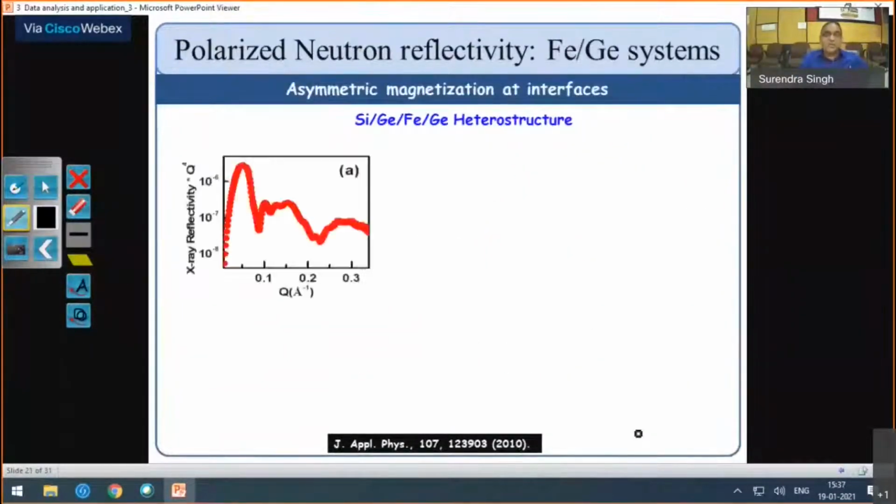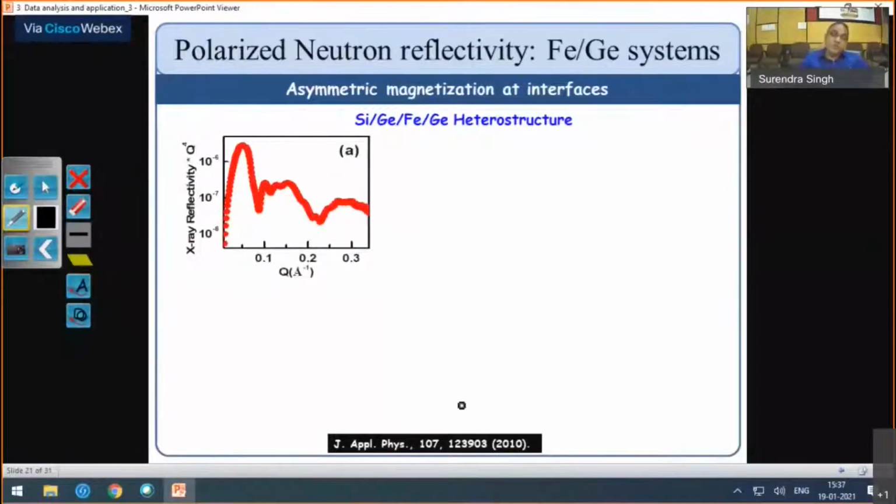Now I just want to say about reflectivity. You can plot simple reflectivity, like I said, reflected intensity divided by incident intensity. That starts at 1 and then falls off. But sometimes, to see the features at higher Q, we plot the X-ray reflectivity multiplied by Q raised to the power 4, just to give a weighting factor to see these kinds of features. So here also I have plotted the same thing: X-ray reflectivity times Q to the power 4 on the Y axis and Q on the X axis.